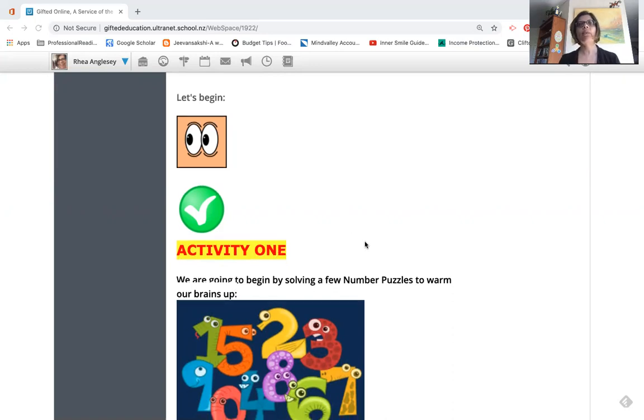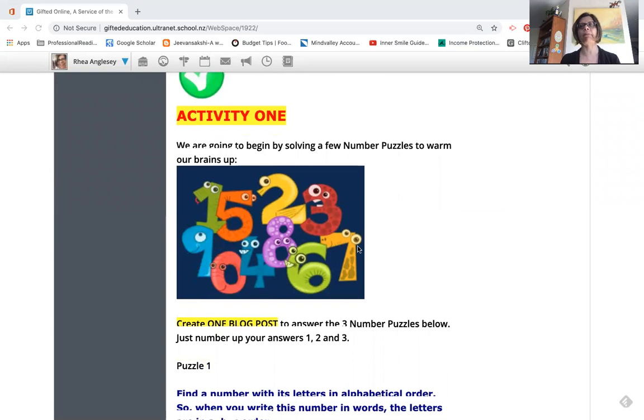All right. So we are going to begin by solving a few number puzzles. This picture is just a picture. Okay, the picture is not a puzzle. It's just, I like the funny numbers with the googly eyes. I thought it was a fun thing to put in. So that's just to tell you that it's a number puzzle.